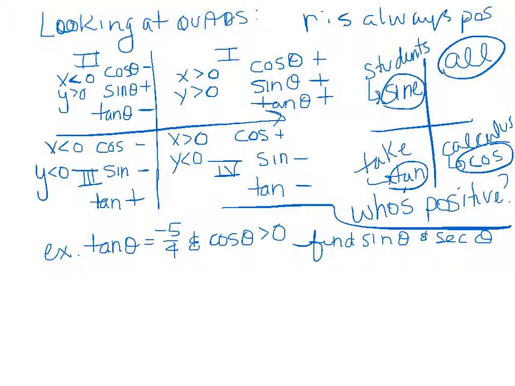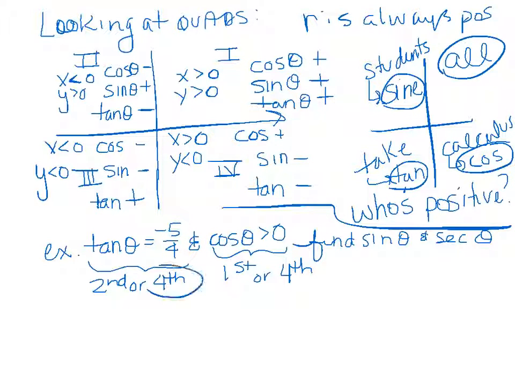So the trick here is to realize that tan theta, we've got to think about the quadrants, is negative. Tangent is negative in the second and fourth quadrant. So this is second or fourth quadrant. The cosine of theta is positive, and that only happens in the first or fourth quadrant. So the only way to make both of these conditions true is to be in the fourth quadrant. So this angle theta must lie in the fourth quadrant.